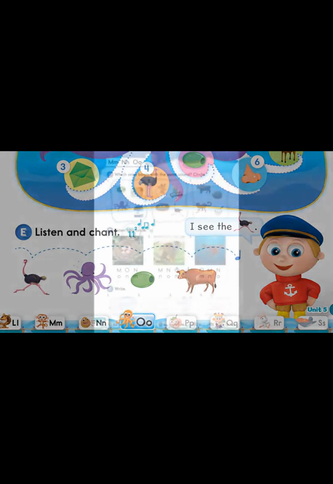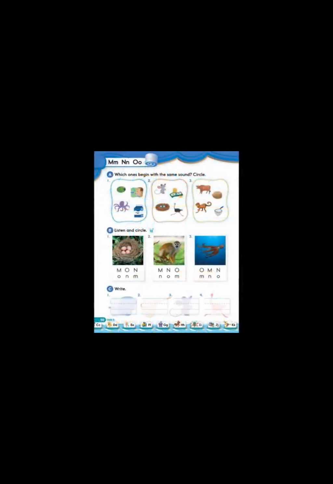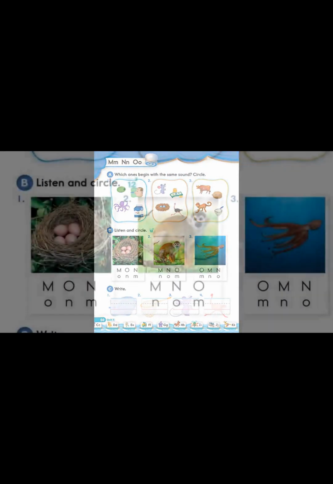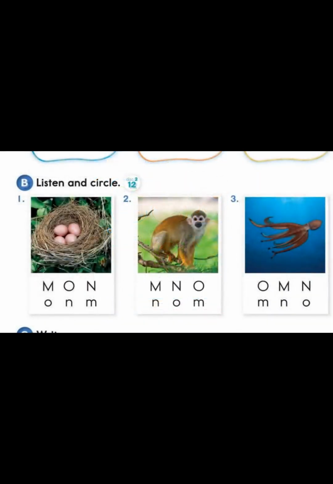Page 50. The letters M, N, O. B. Listen and circle. 1. Nest. 2. Monkey. 3. Octopus. Page 51. Story. D.